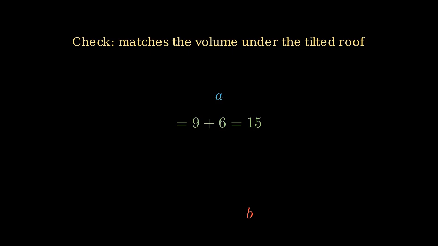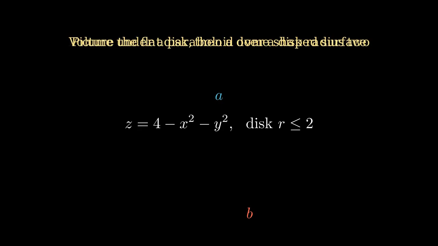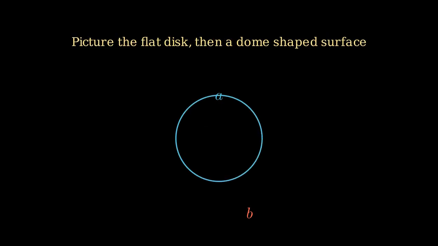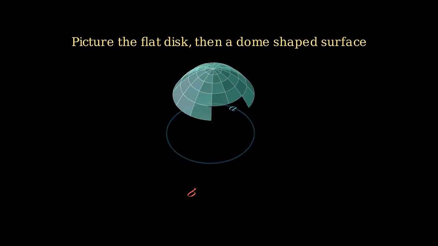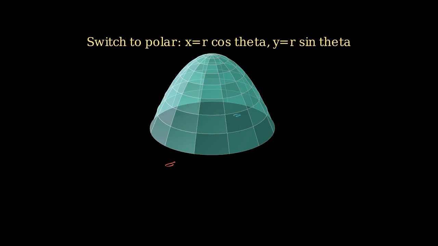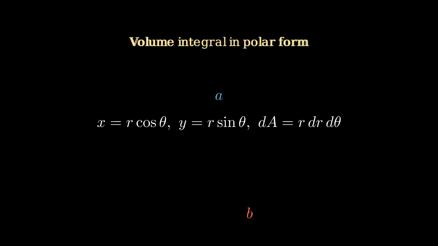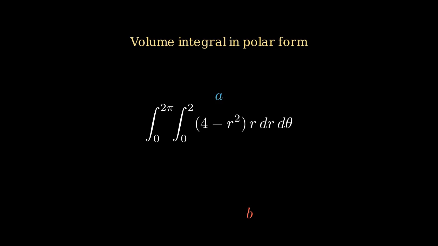Next, let's find the volume under a paraboloid, given by z equals 4 minus x squared minus y squared over a disk of radius 2. Picture this first as a flat circle in 2 dimensions, the disk of radius 2, and then watch it lift into 3 dimensions as a dome-shaped surface curving down to 0 at the edge. Because the region is circular, we switch to polar coordinates, where x equals r cosine theta, y equals r sine theta, and the small area element becomes r dr d theta. In polar form, the volume integral becomes the integral from 0 to 2 pi, integral from 0 to 2 of 4 minus r squared times r dr d theta.